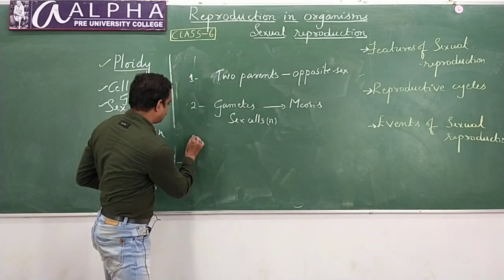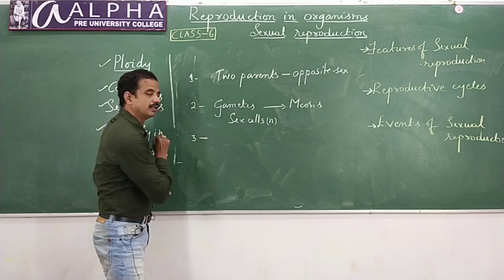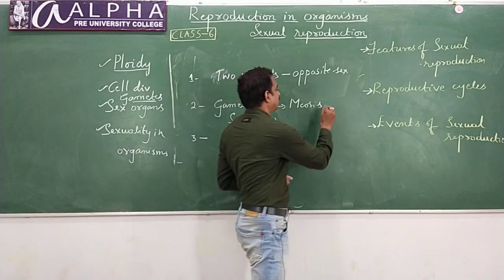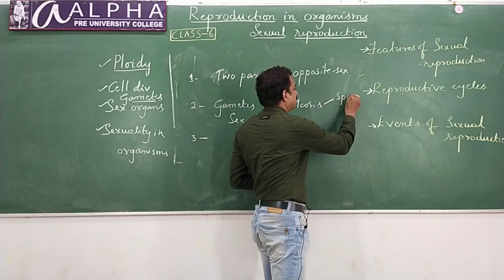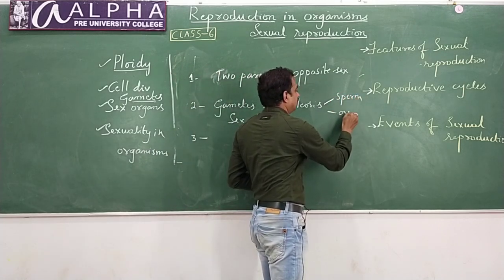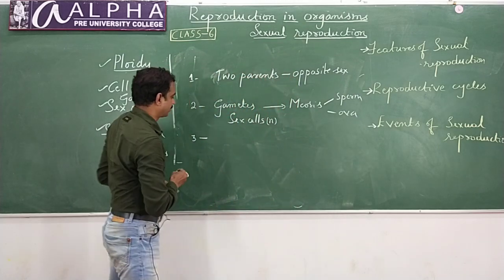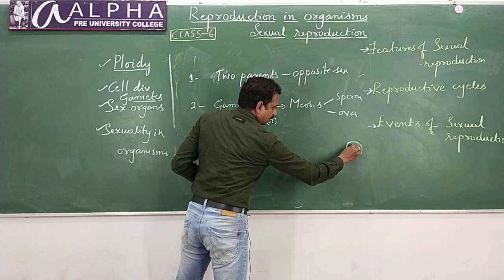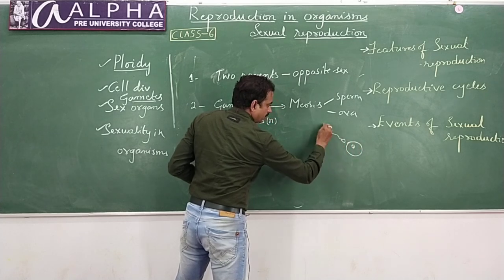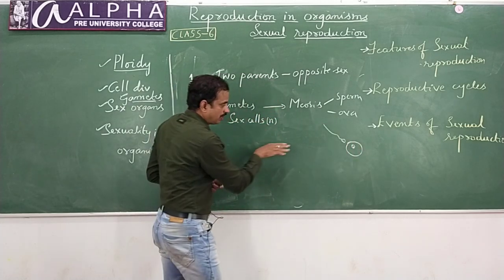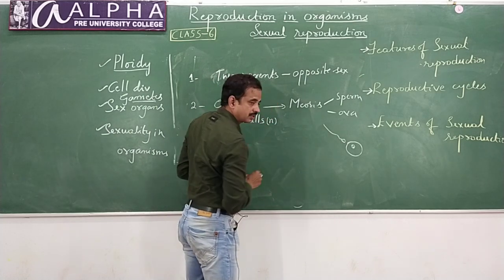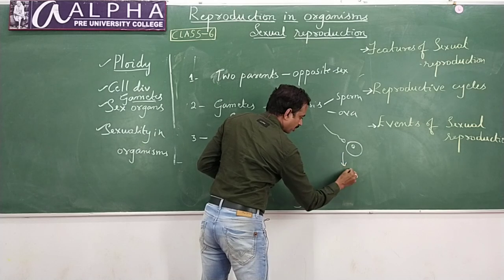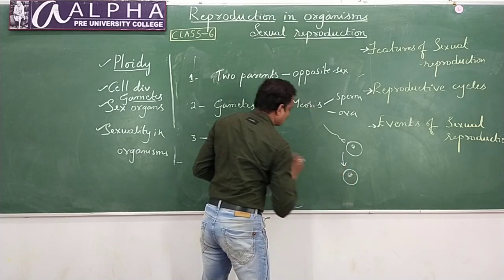And then point number 3, gametes, sperm and ova, I write it here. Sperm and ova fuse with each other. This is the ova, here the sperm will reach the ova with the help of its tail, it will swim, and the product of the fusion of sperm and ova is called a zygote.